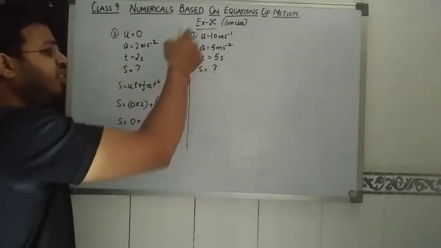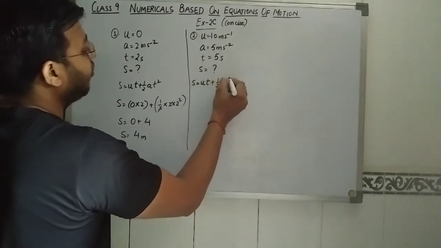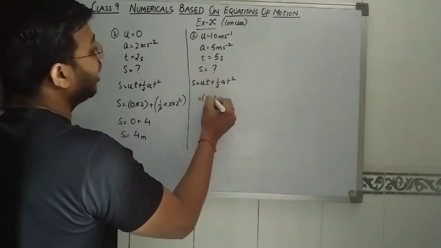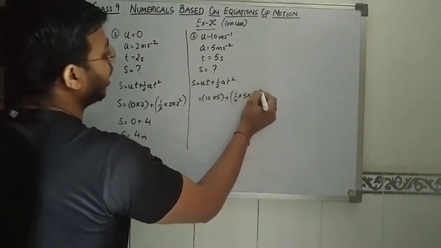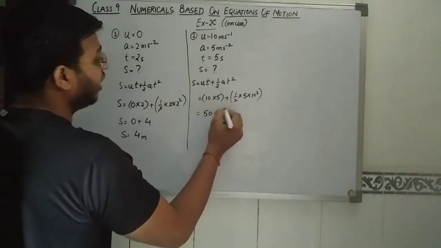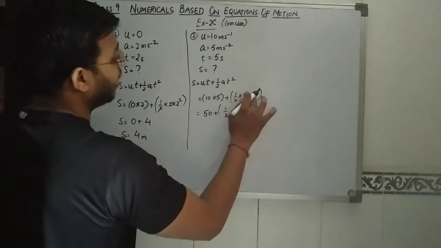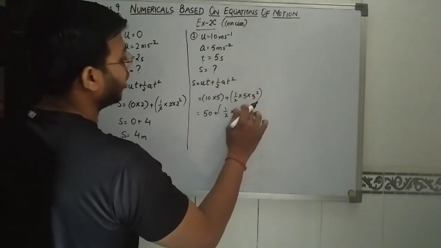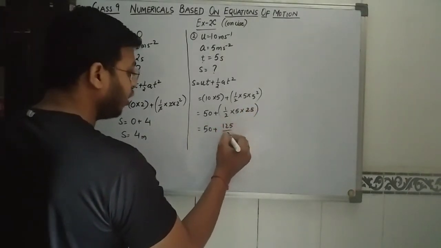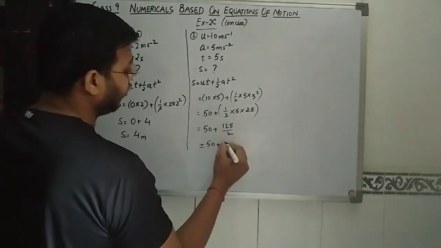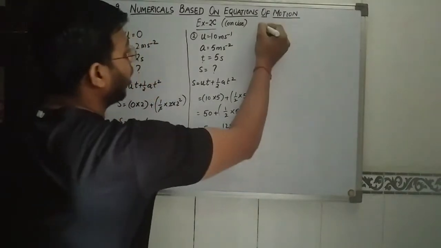So again, same physical quantities are given, so same working. s is equal to ut plus half at square. Apply the values. So 10 into 5 plus half into 5 into 5 square. Now 10 into 5 will become 50. It will become half into 5 into 25, because 5 square will become 25. So after solving it, 50 plus 125 by 2. So 125 by 2 will become 62.5. So the overall answer will become 112.5 meter.